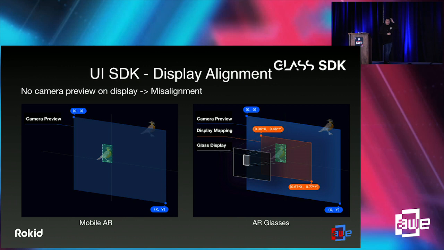Please check the right image. The blue area means the camera preview area. It's the FOV of the camera on the AR glasses. The glass display, the black area, the small one, will be mapped into the small orange area on the FOV of the camera. So the coordinate of a bird in the glass display is a little different from the coordinate on the camera preview.